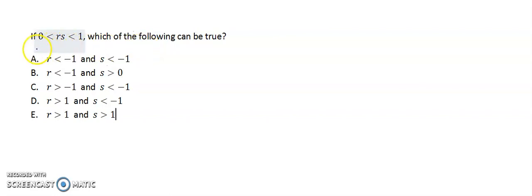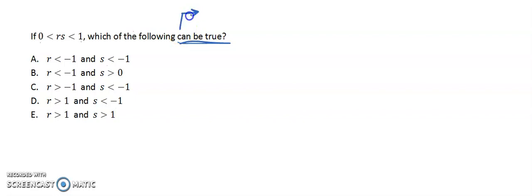So let's take a problem solving question on inequality. If RS lies between 0 and 1, which of the following can be true? You can pause this video for a couple of minutes and then resume. Note that this question is different than a must be true kind of question. This is a can be true kind of question.